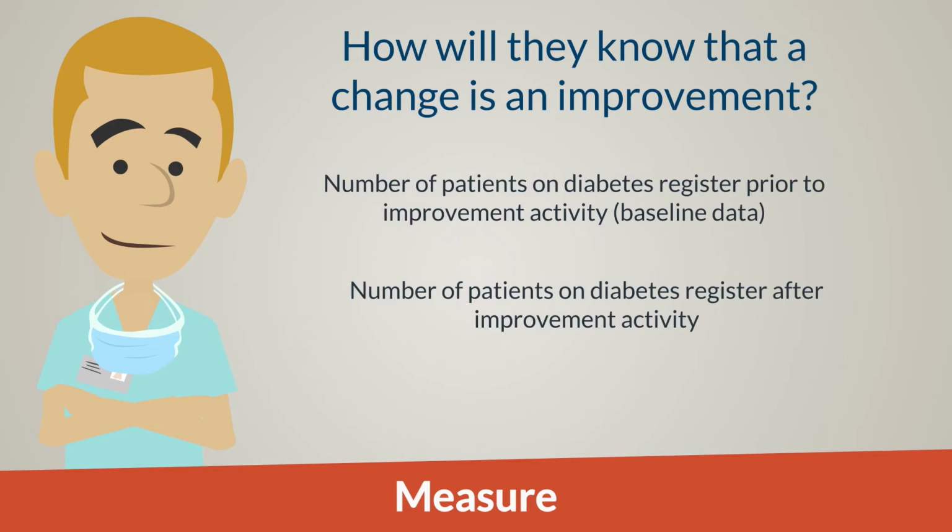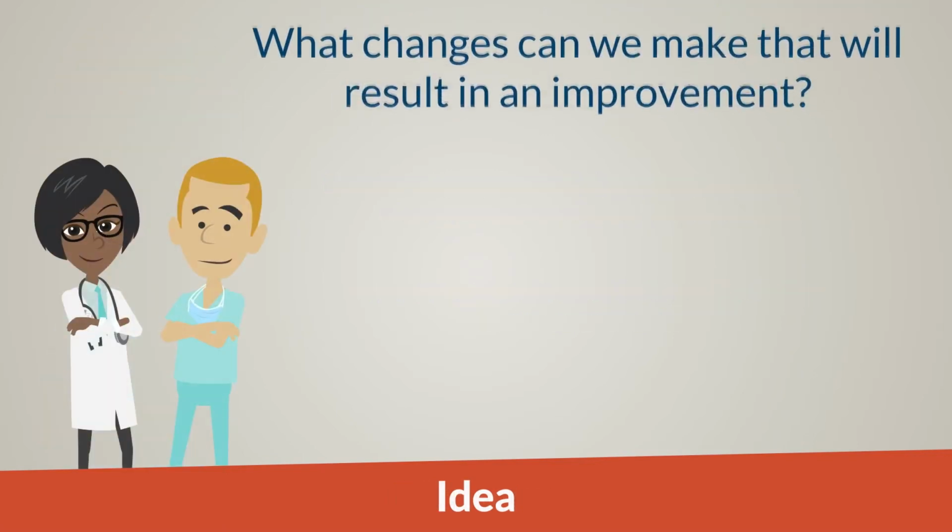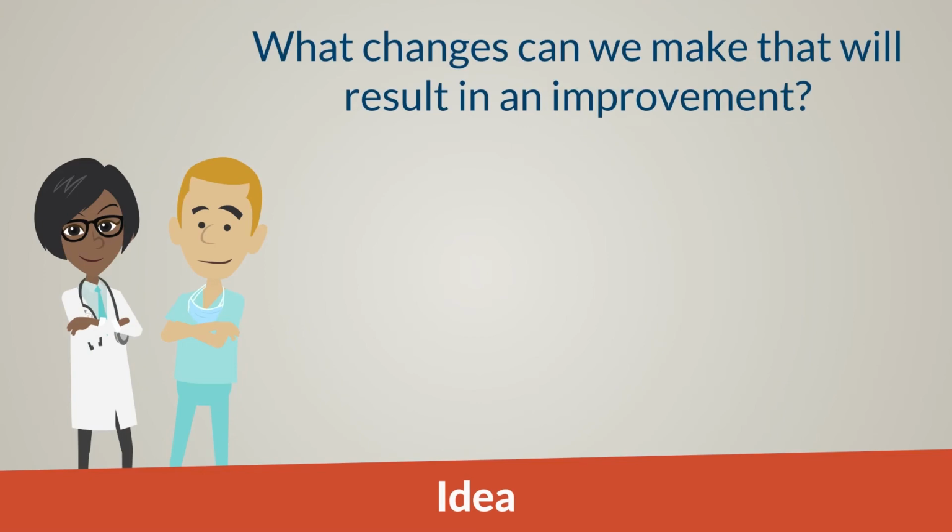The measures are the number of patients on the diabetes register prior to the improvement activity, therefore the baseline data, and then the number of patients on the diabetes register after the improvement activities. What changes can they make that will result in an improvement?